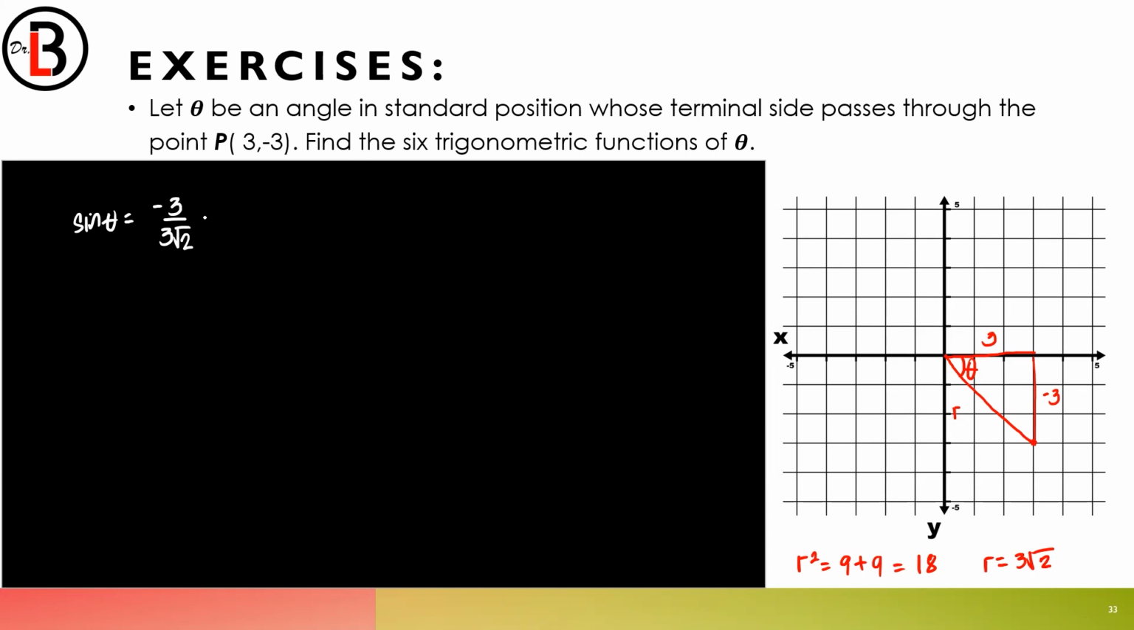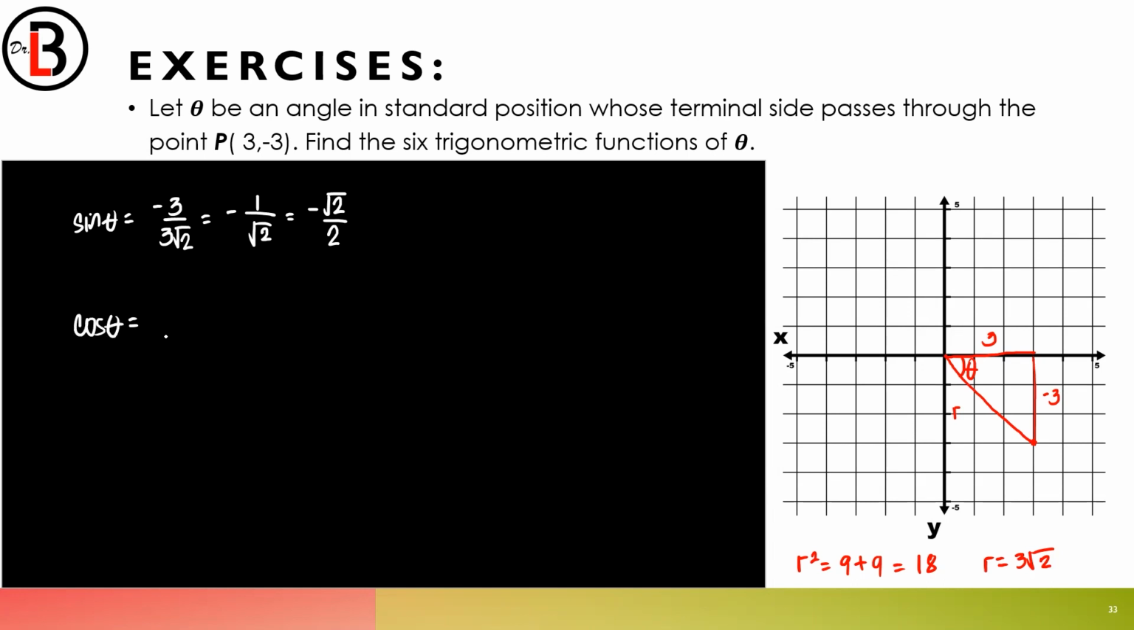Now this one can be simplified. This can be written as -1 over square root of 2. However, you recall from your previous mathematics that you cannot have radicals in the denominator. So maybe we can rationalize this by multiplying both numerator and denominator by square root of 2. So this changes to negative square root of 2 over 2.